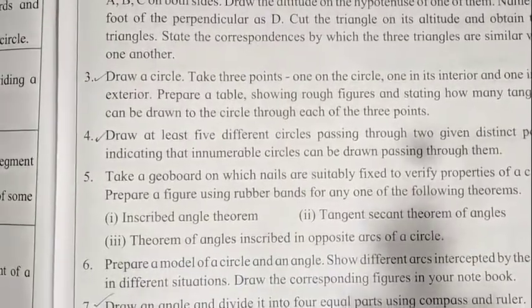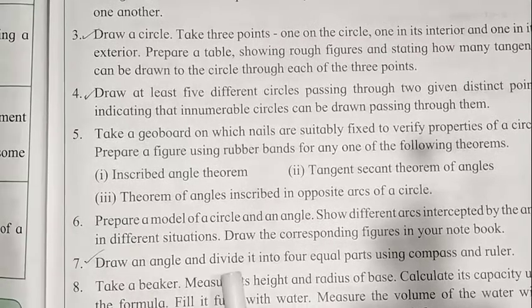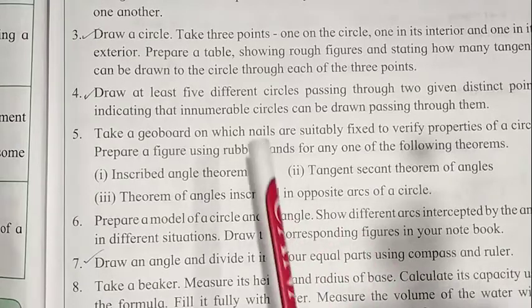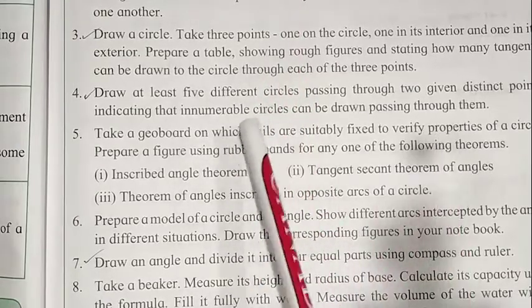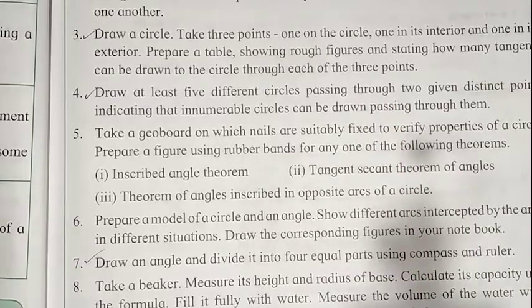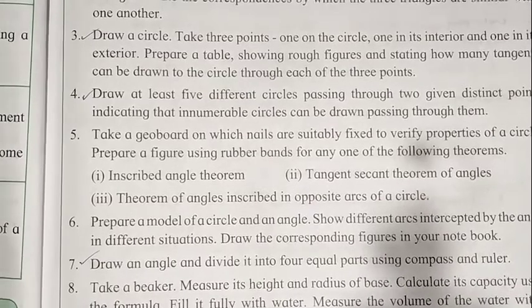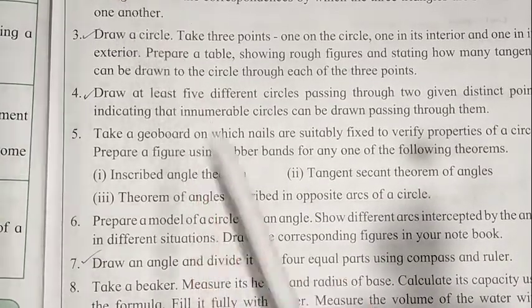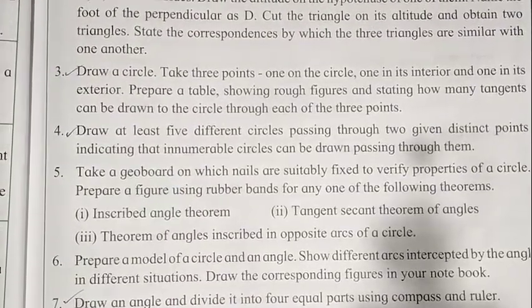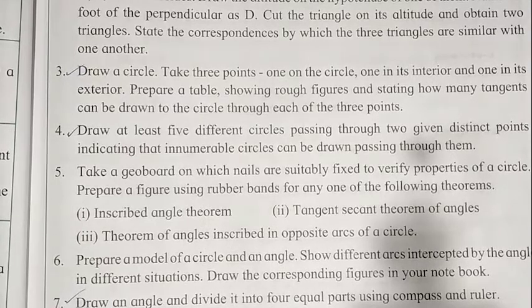I think question number 7 will be easy for you. Draw an angle, divide it into 4 equal parts using compass and a ruler. What you can do, draw one angle, draw its angle bisector, draw the angle bisector of the other two angles, so that you will get 4 congruent angles. Or if you want, you can select any other practical from this and keep this practical also ready for checking and for giving internal assessment marks.